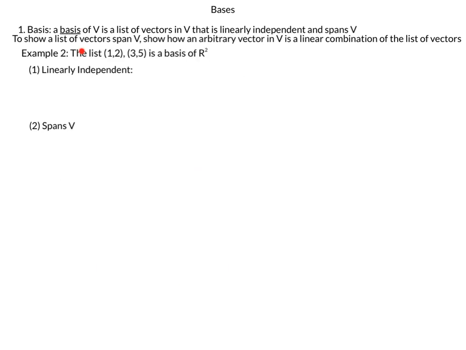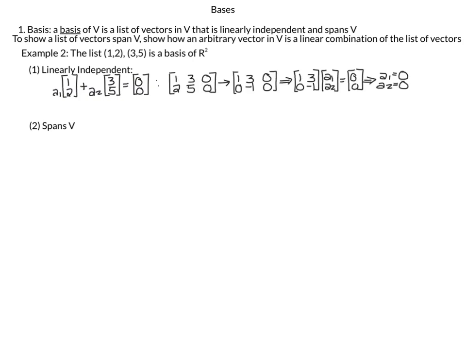My next example is to show the list (1, 2), (3, 5) is a basis of R2. And when they say the list, they mean the list of vectors. There are 2 vectors in here, (1, 2) and (3, 5). The first thing to do is set up my equations to show linear independence. So it's a scalar times my first vector, (1, 2), plus a scalar times my second vector, (3, 5), equal to (0, 0). Again, this is my homogeneous equation.